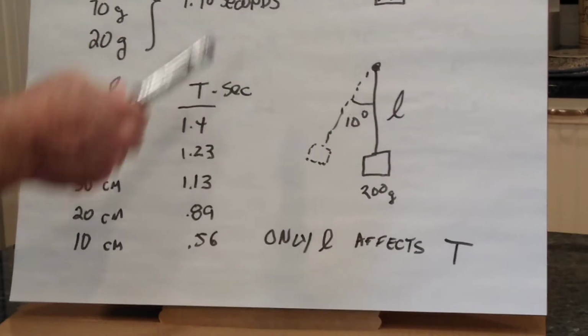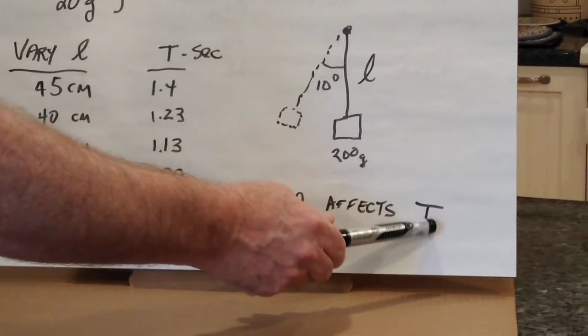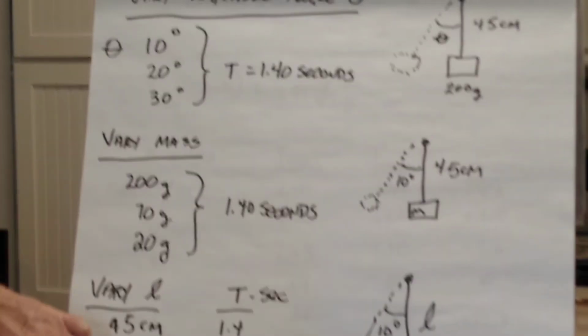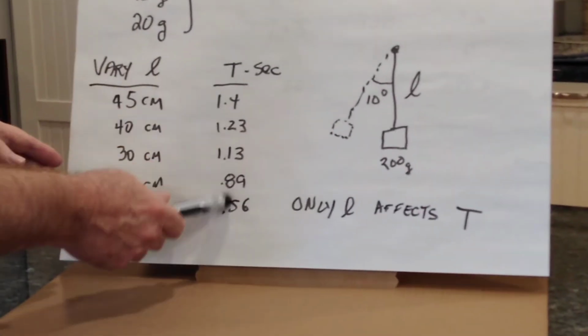Well, we've also determined from this that only the arm length affects the period. The mass didn't, the amplitude angle didn't, only the length of the arm. And again, as the arm got shorter, the period got shorter.